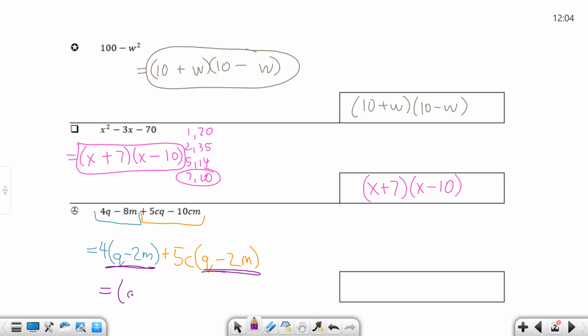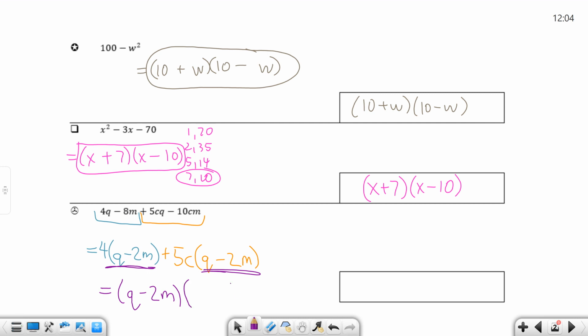Now you come out front and say, Q minus 2M. And the reason, by the way, that I know I keep going, look at this plus sign. Is that in parentheses? No. Then that's a dead giveaway that I have not finished factoring completely, which is what the directions say, factor completely. So this is not factored all the way because of this plus sign that's outside of parentheses.